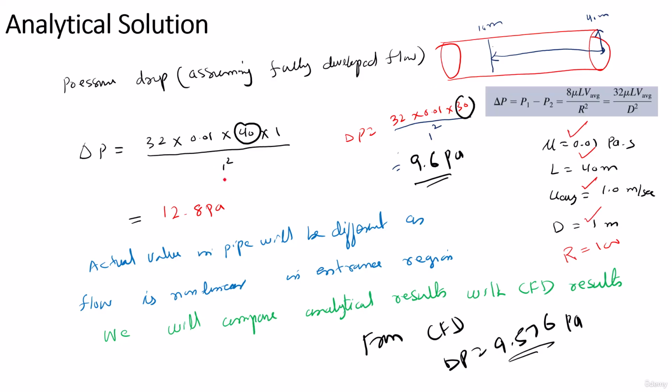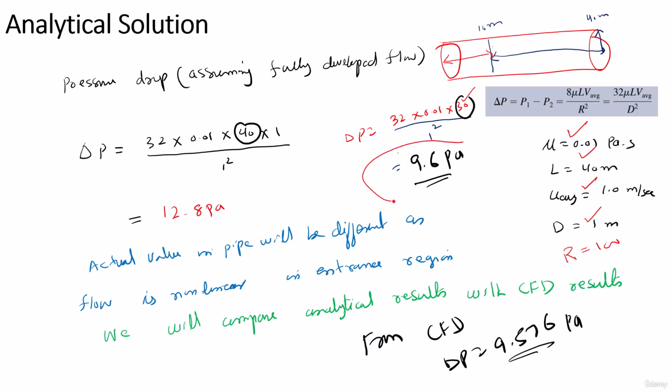But as I told you, some portion, called the entrance region or developing flow region, will not be considered, because all the equations we derived here are based on the assumption that the flow is fully developed. It means we have to take the length in the region where the flow is fully developed. So for that scenario, I will be taking 30 meters. In that case, delta P will be 9.6 Pascals.